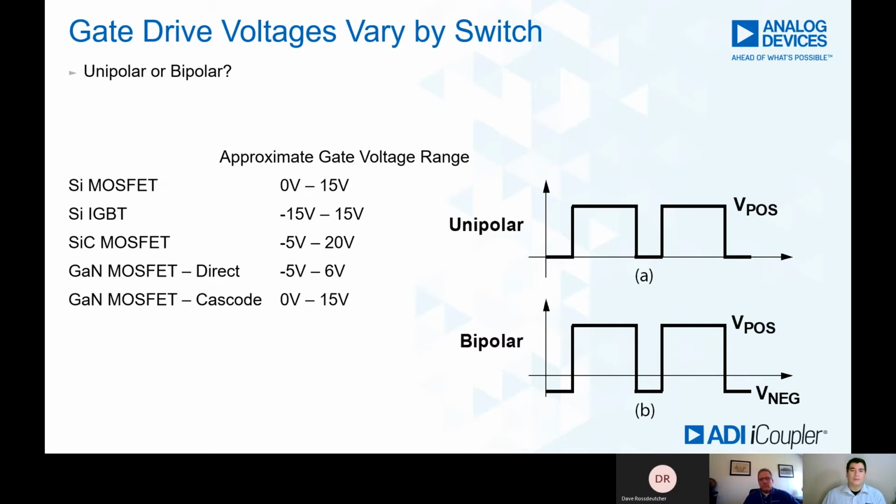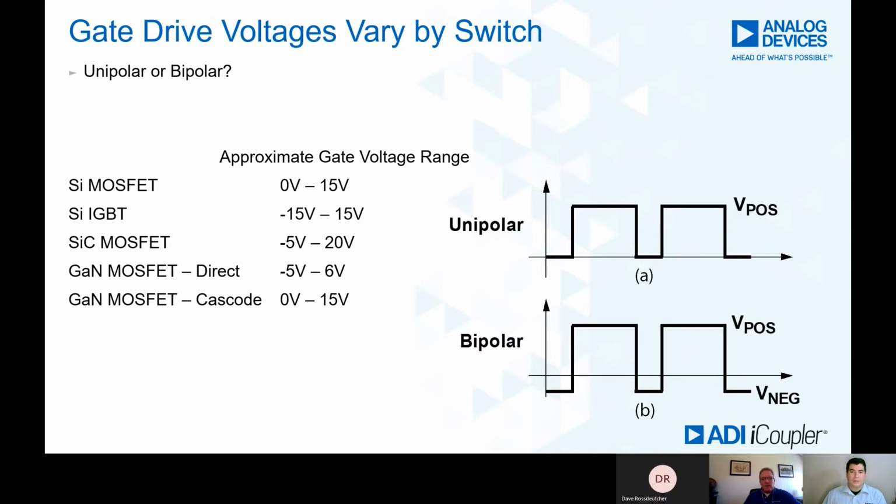For regular silicon, we usually see drives from 0 to 15, or a unipolar signal. With silicon IGBTs, we usually go bipolar, sometimes going negative 15 all the way to 15. Silicon carbide and GaN can be bipolar, or a GaN MOSFET in a cascode connection basically has you interfacing with a regular silicon MOSFET, so it's unipolar.